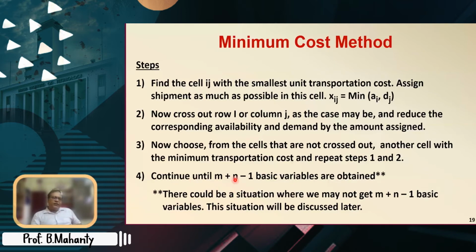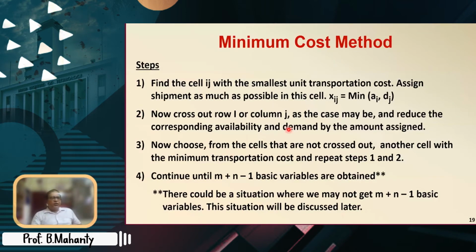Continue until m plus n minus 1 basic variables are obtained. So there could be a situation where we may not get m plus n minus 1 basic variables. The situation will be discussed later. So what are the steps?